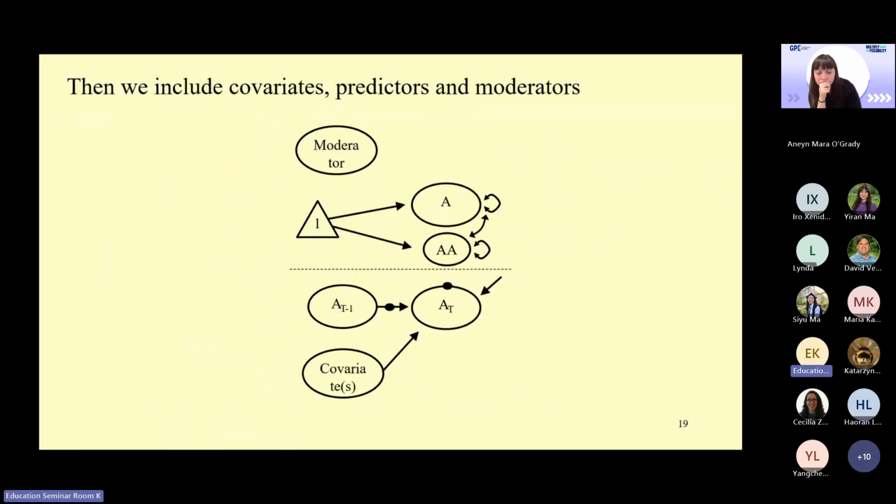And then we include covariates and predictors and moderators. So moderators typically at the between level is what. So if we find individual differences, can we then predict those? And then we can look at covariate effects at the within level to see if we can predict some of the typically quite large variance between time points.